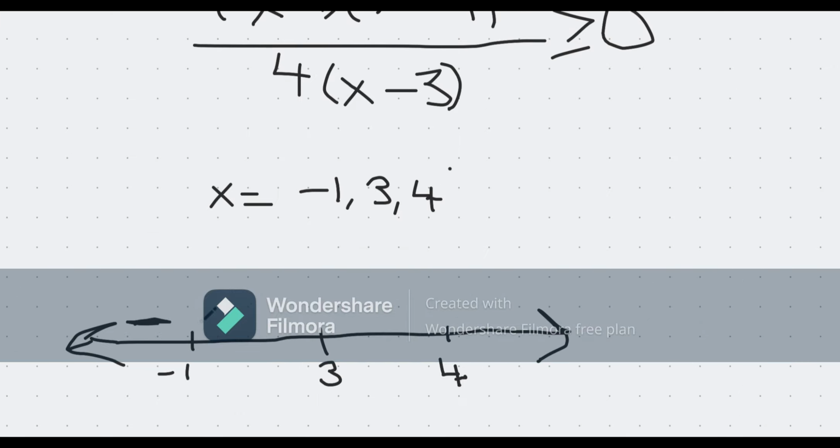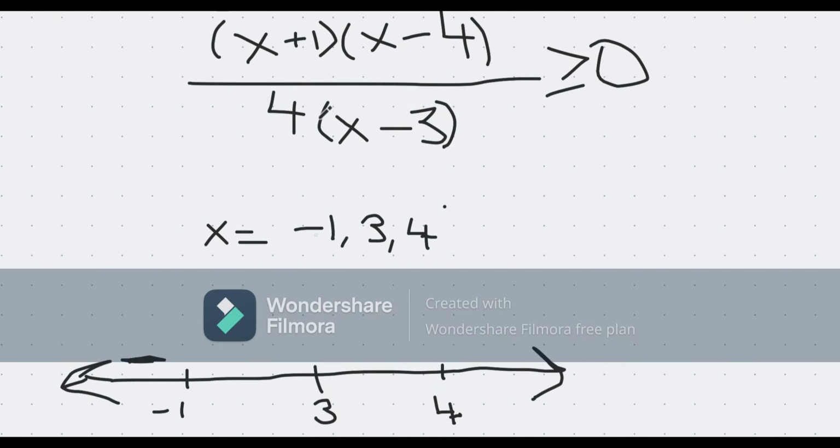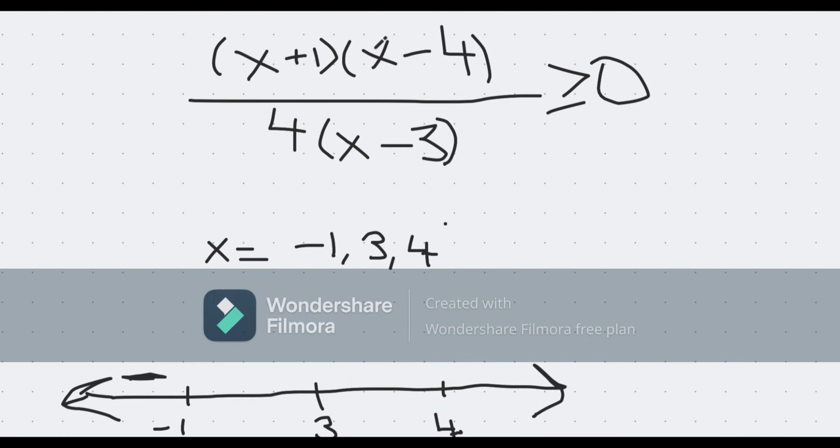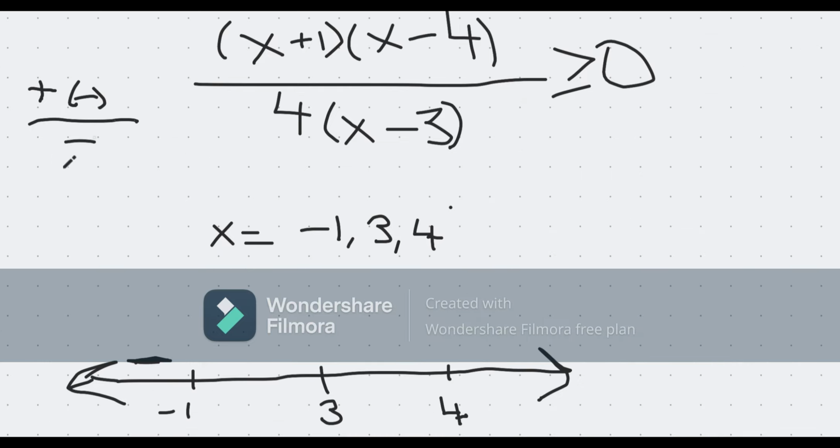Now let's say we plug in a value in between -1 and 3. We would get a positive times a negative divided by a negative. So that would be a positive, because if you do positive times a negative divided by a negative, these negatives cancel out to give you a positive. So this is positive. The function is positive in between -1 and 3.